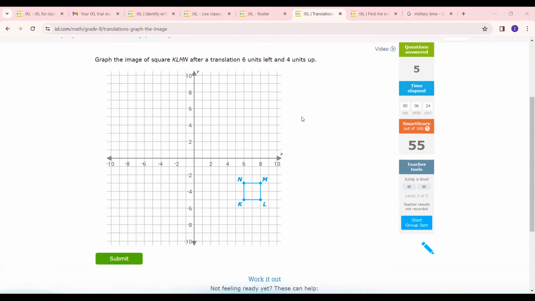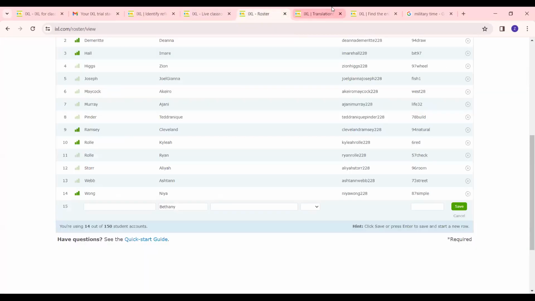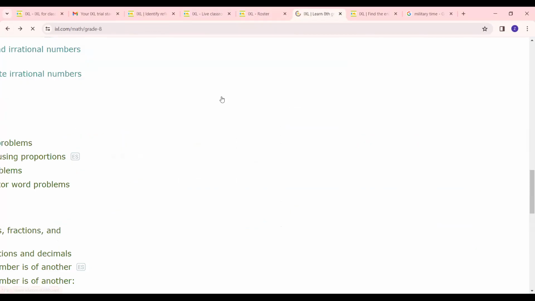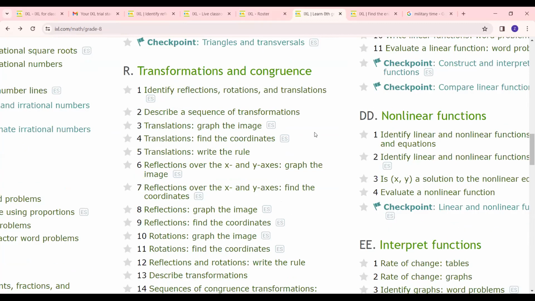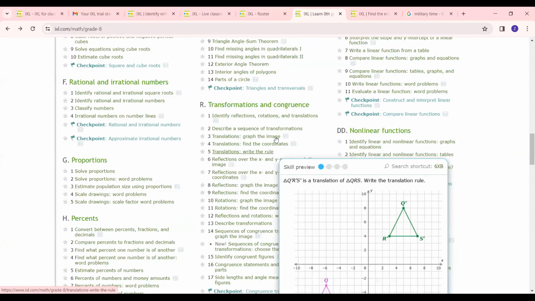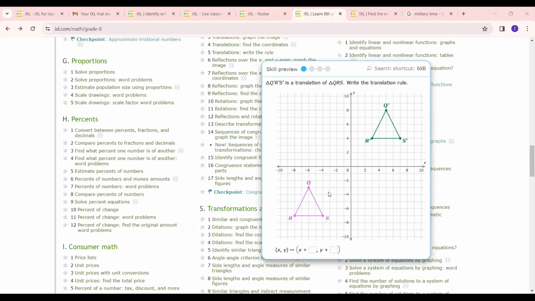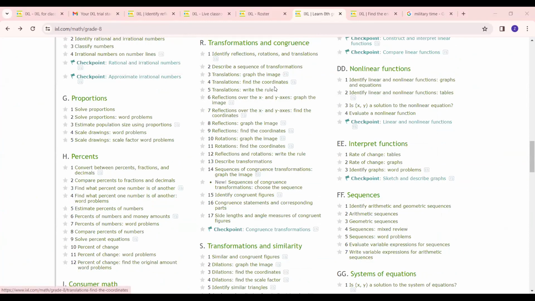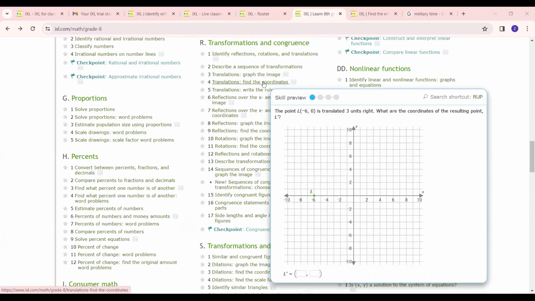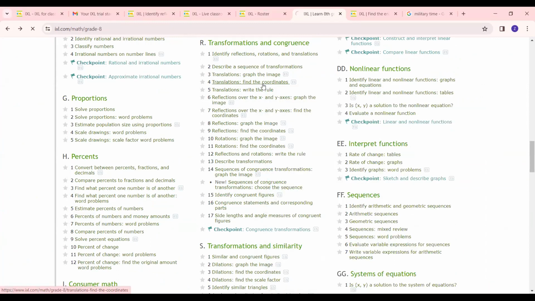The next thing I also have to go over with you is, we did this one already. We did translation. Now reflection. They're saying write the rule. Write the rule. Oh, this is nice. This is a good one. So write the rule. Find the coordinates. Okay, this is also a good one. Let's find the coordinates. I like this one.